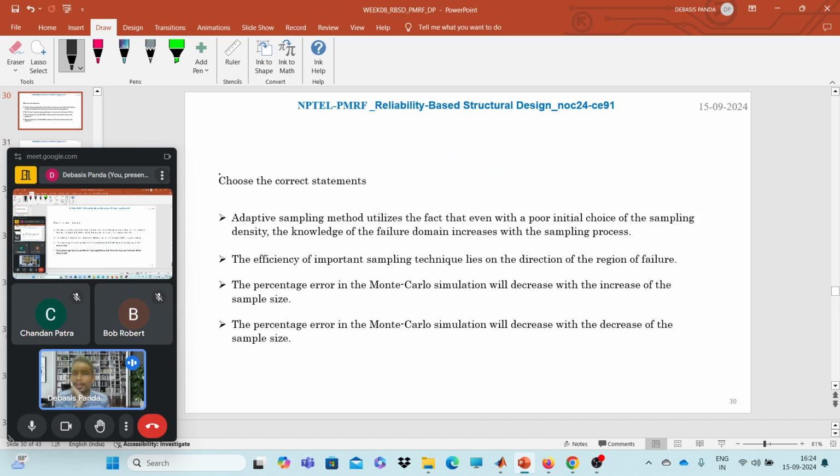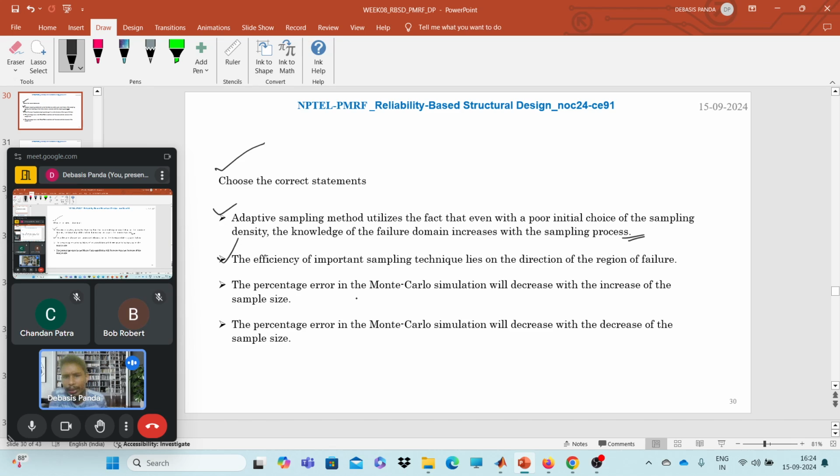Now the thing is, choose the correct statement. Adaptive sampling method utilizes the fact that even with a poor initial choice of sampling density, the knowledge of the failure domain increases with the sampling process. Yeah, actually adaptive sampling does that. If we don't have the extra points, it will start with a poor choice, then it will upgrade the choice of selection. Now the efficiency of the importance sampling technique lies on the direction of the region of failure. Yeah, if we cannot specify the region of failure, the efficiency of the importance sampling will not improve. Now this is also correct.